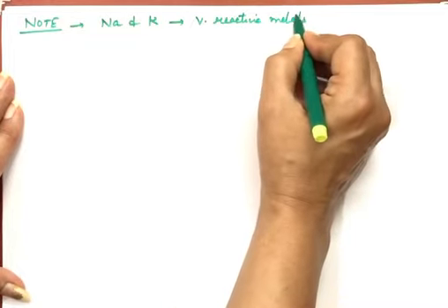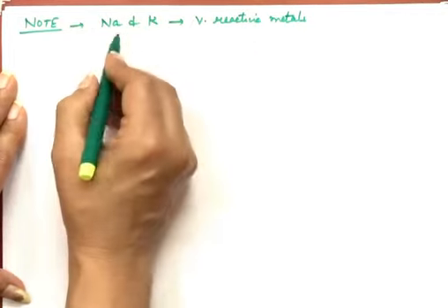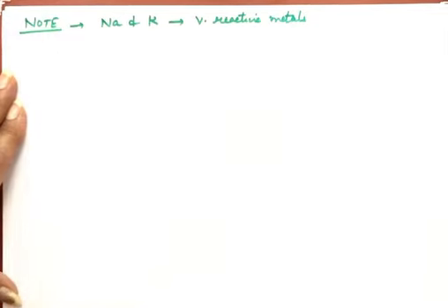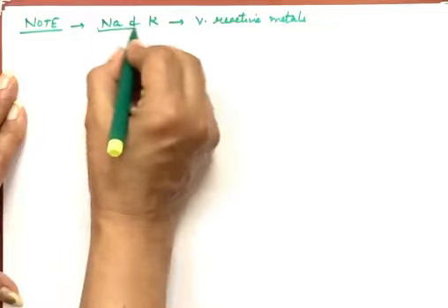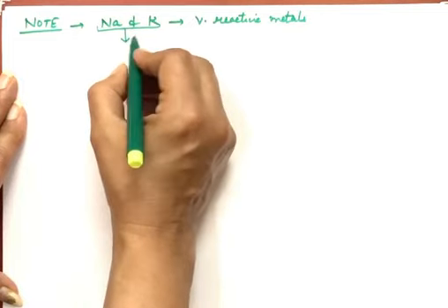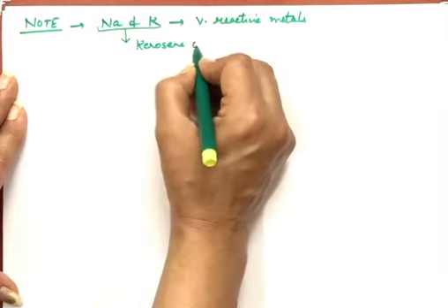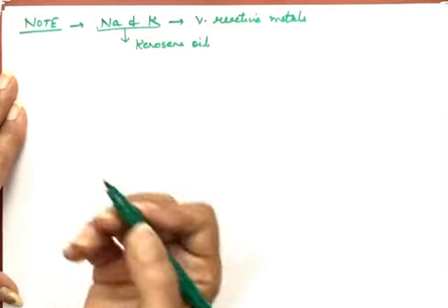A lot of heat comes out from this thing. So we cannot store sodium and potassium outside. That is why we have to store sodium and potassium in kerosene oil. We cannot keep them outside because they can burn on their own.